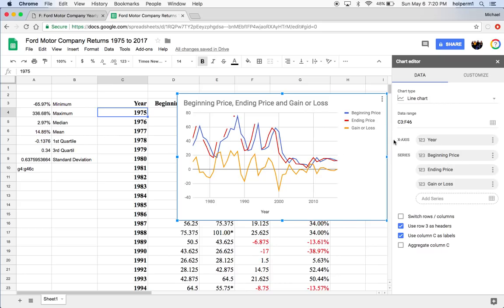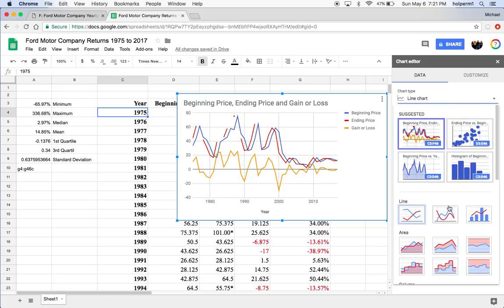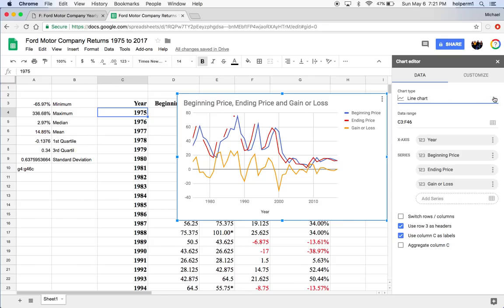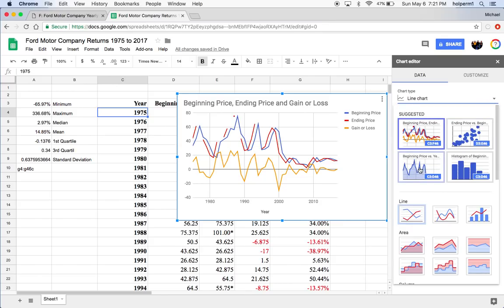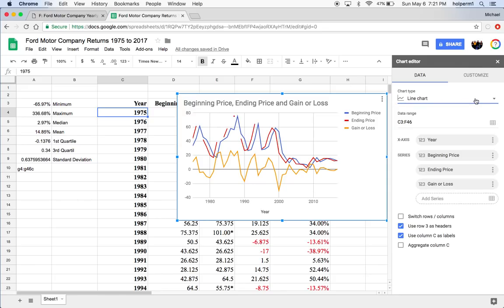The first part is the type of chart it is. It gives you a bunch of different options, but we're going to leave it in line chart for now. It might give you a different type of chart, or a histogram or something, but honestly, any of them are fine as long as you have the right set of data. So it's going to say C3 to F46 as the data range.